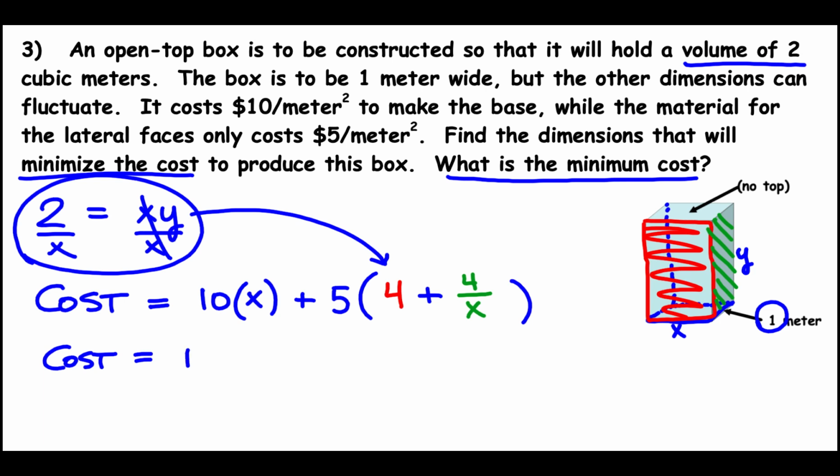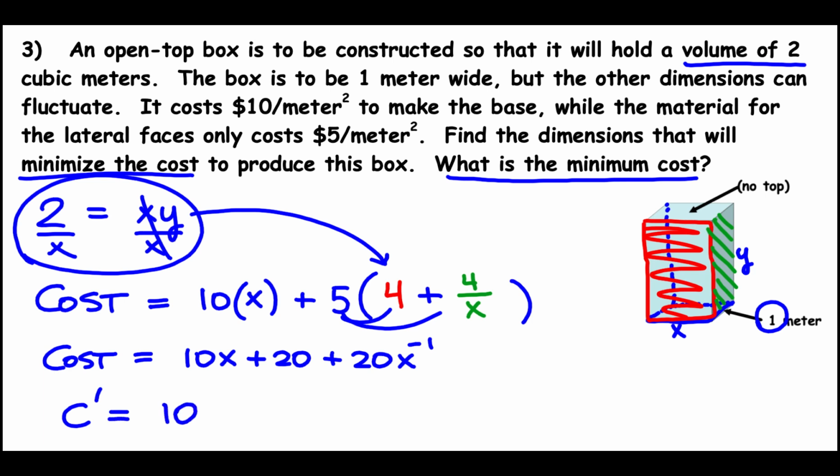The cost will be 10x plus 20 plus 20 over x, which is the same as 20x to the negative first, since I'm going to be doing some calc. I'd rather write it like that. And we take the derivative, so we're going to have cost prime. That'll simply be 10. Derivative of 20, of course, is 0, minus 20x to the negative second.